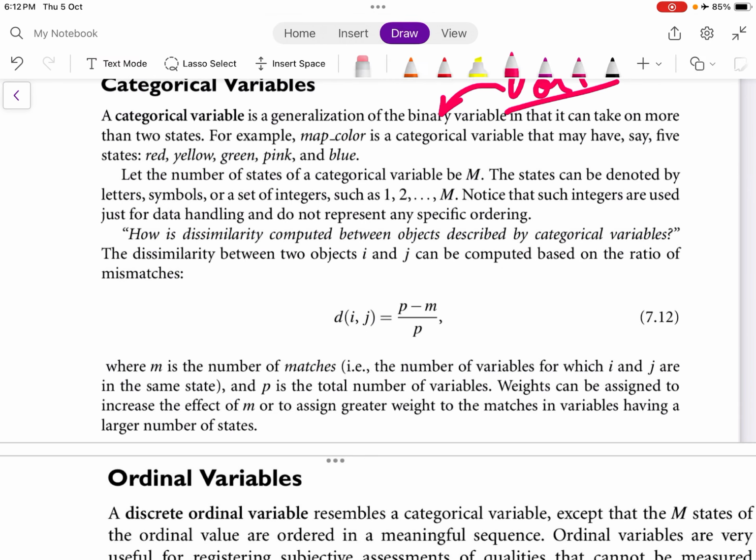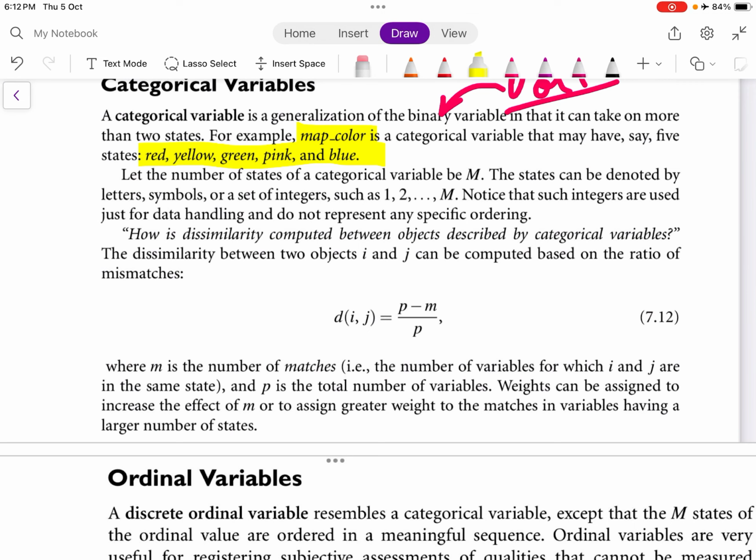So your map, in geography we used to color the maps. So map color used to have many colors like red, yellow, green, pink, blue. Blue used to represent the oceans and the rivers. Green used to represent the valley or the ghats. Yellow used to represent the various plateaus. So this way we had different colors.